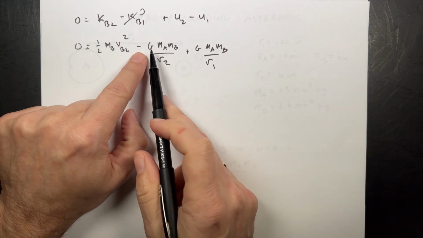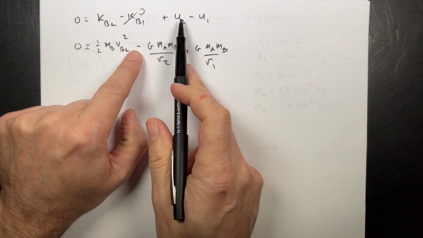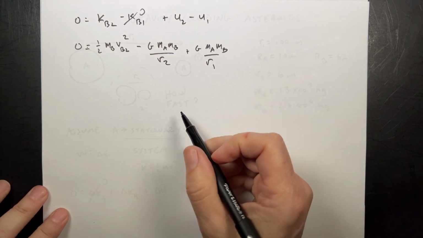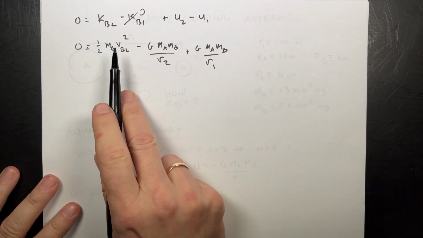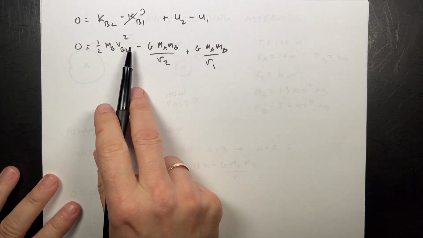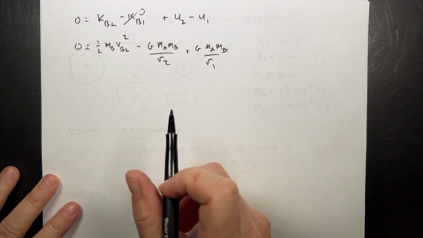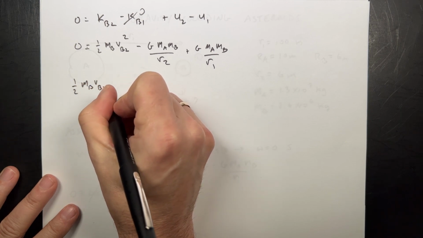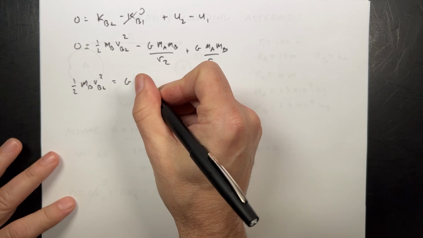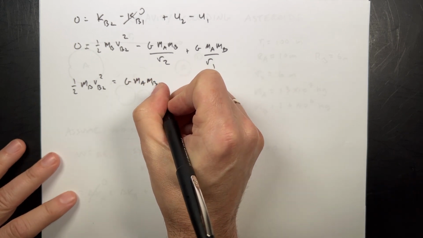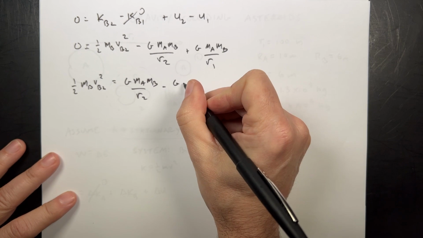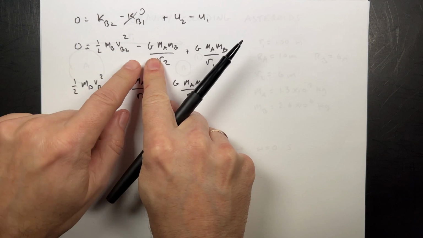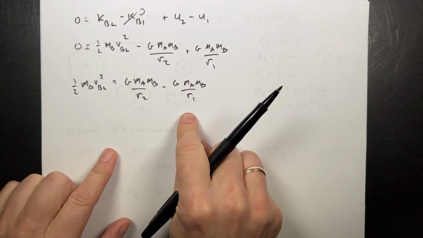Notice that this is plus a negative, so that's negative. And this is minus a negative, so that's plus. Now I want to solve for vB2, so I'm going to go ahead and add this and subtract that from both sides. I get 1/2 mB vB2 squared equals G mA mB over R2 minus G mA mB over R1. So I added that to both sides, so it became positive. I subtracted that from both sides, it became negative.